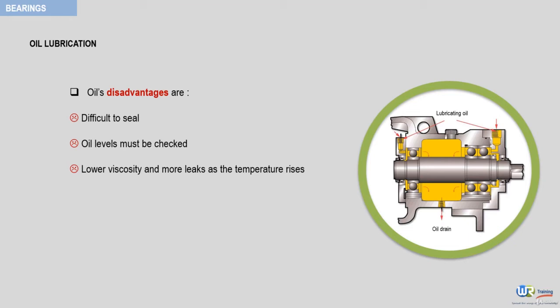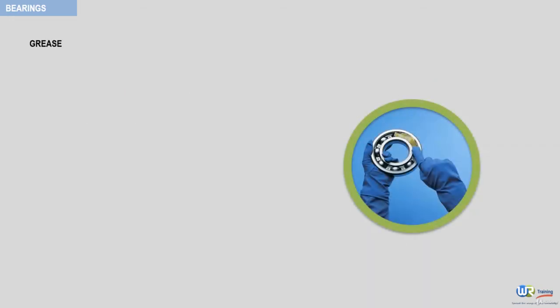Now, if you combine petroleum oil or synthetic oil with a suitable thickening agent, you will get grease. The thickening agent can represent between 3% and 30% of the total volume of grease. The amount of thickening agent and the oil's viscosity will determine the consistency or stiffness of the grease.